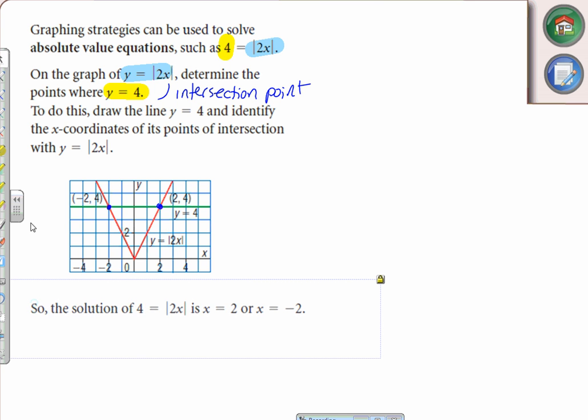And then we look, where is the x value? In the original question, there was no y. We're looking for what x value gives us that intersection point. So we've got negative 2 and positive 2 as the two answers to this solution.